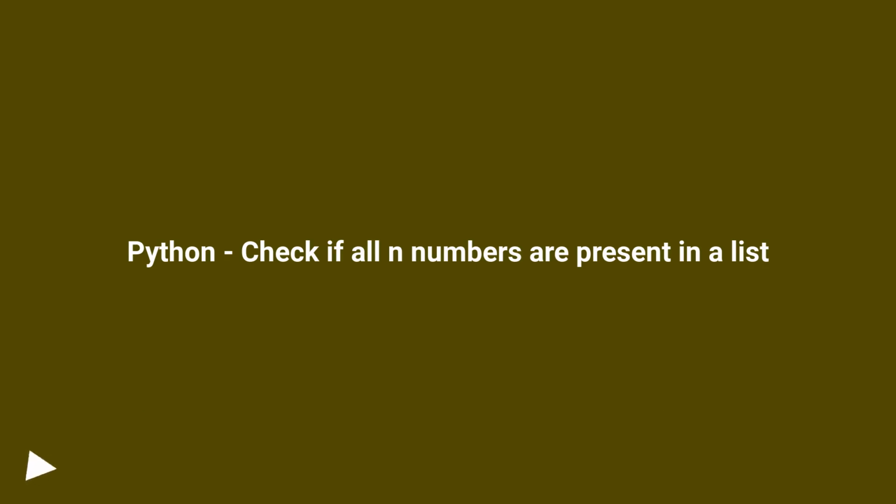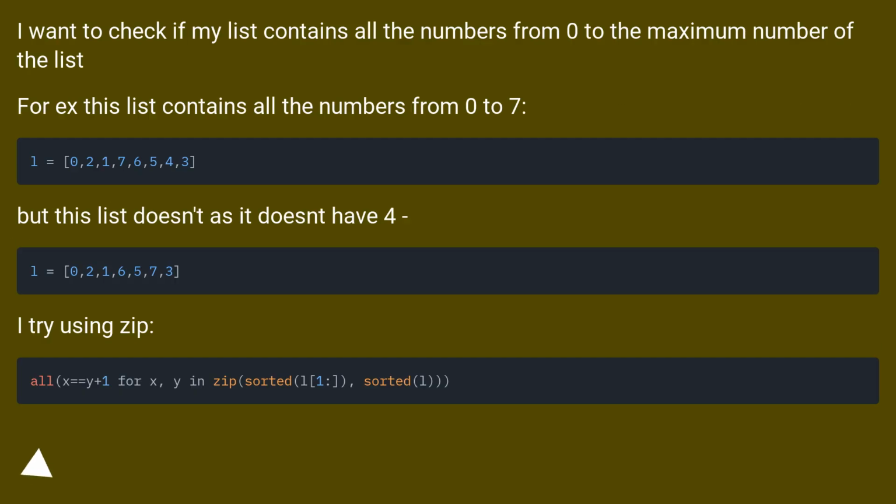Python, check if all n numbers are present in a list. I want to check if my list contains all the numbers from 0 to the maximum number of the list. For X, this list contains all the numbers from 0 to 7. But this list doesn't, as it doesn't have 4.